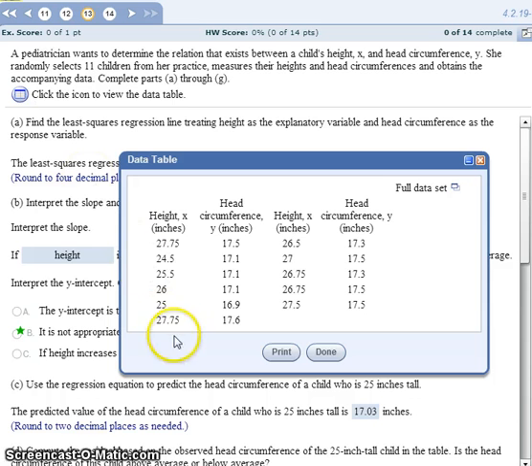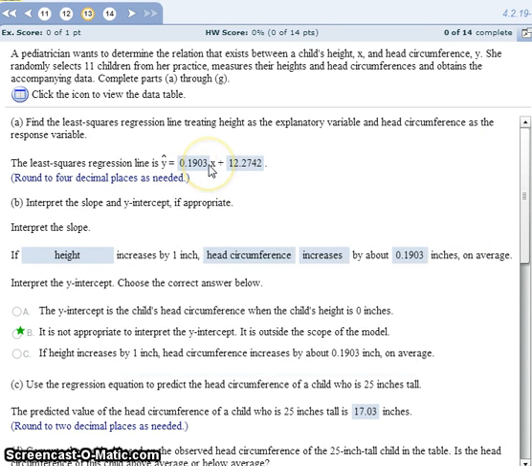But look at the data for heights. We only want to use our model for values that are within the range of our data. And it looks like our smallest is about 24.5 and our largest is 27.75. So anything between 24 to 28 we could use the model for, but once we get outside of that range, the model's not going to be a very good predictor of head circumference. So it's not appropriate to interpret the y-intercept because a height of 0 is outside the scope of the model.